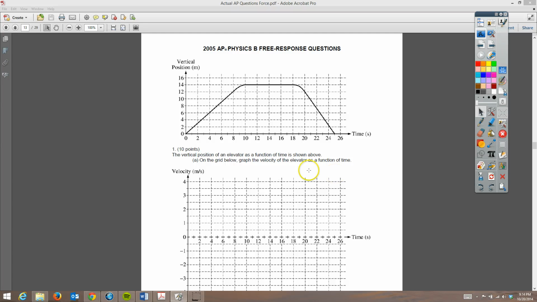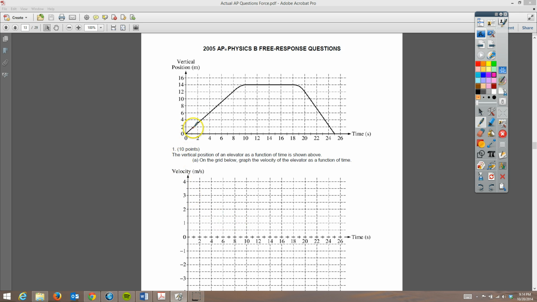So we've done this one a few times before. This one is good for a couple different units. But the first thing we need to do is it says the vertical position of an elevator is shown above. They want us to find the velocity versus time graph for this.